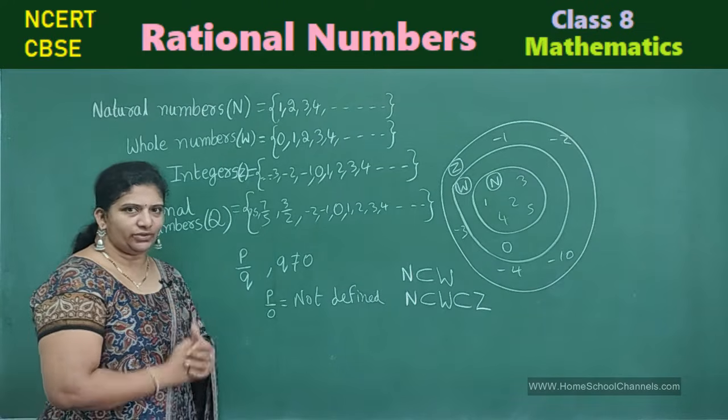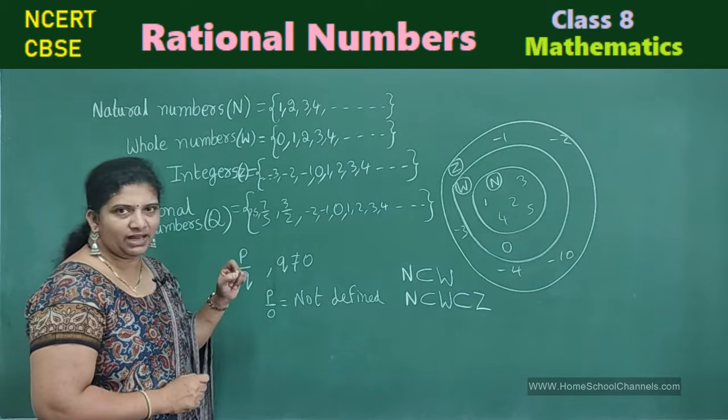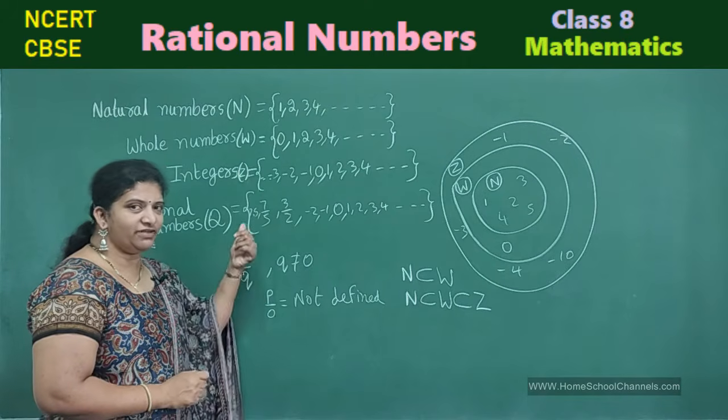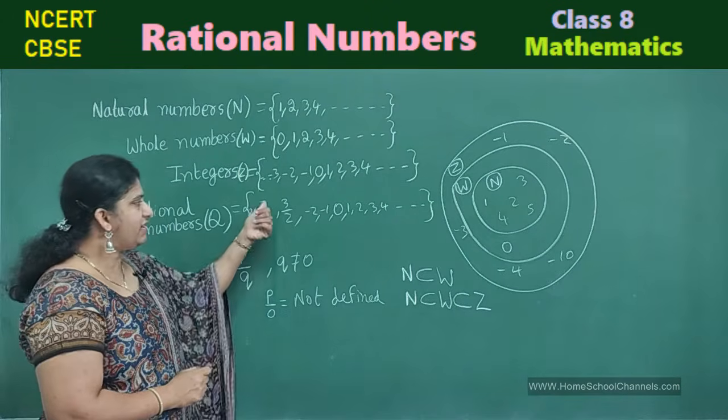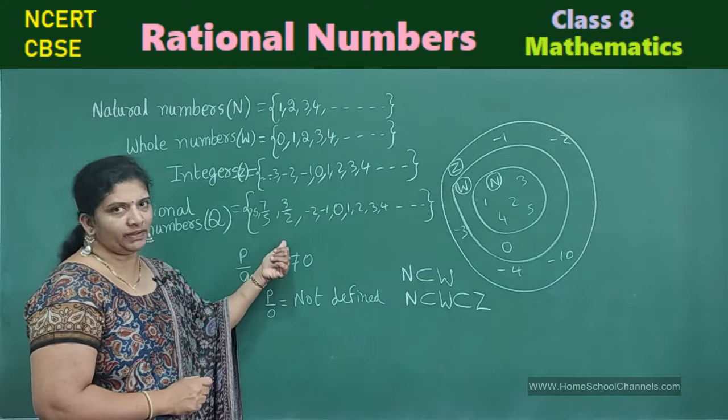You may get a doubt. What is that? 7.5, a decimal. A decimal you can write in the form of a fraction. Then it will be in P by Q form. 7 by 5, a fraction, has P by Q form there. 3 by 2, P by Q.